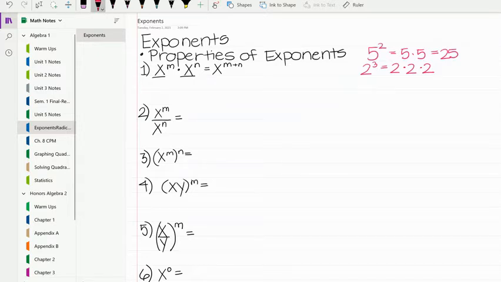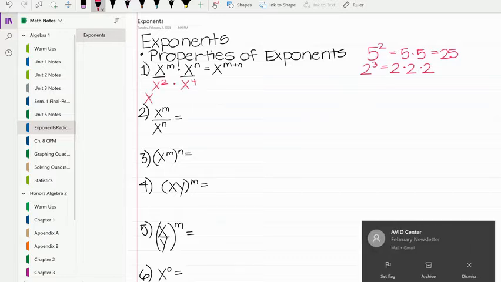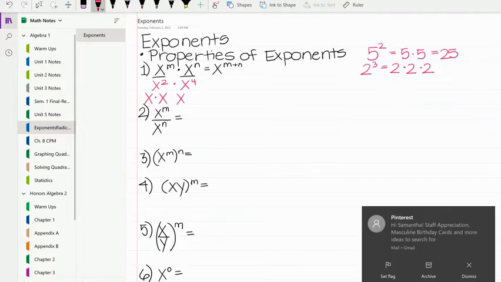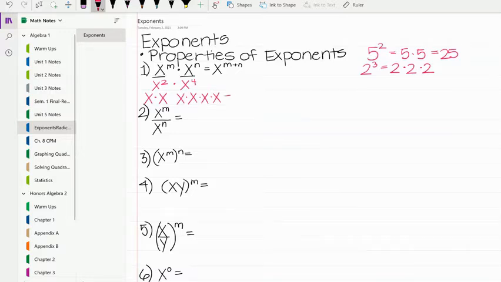If I have x squared times x to the fourth, x squared means x times x, and x to the fourth means x times x times x times x. Now, how many x's is that? Let's count. 1, 2, 3, 4, 5, 6. So another way we could write this is just x to the 6.